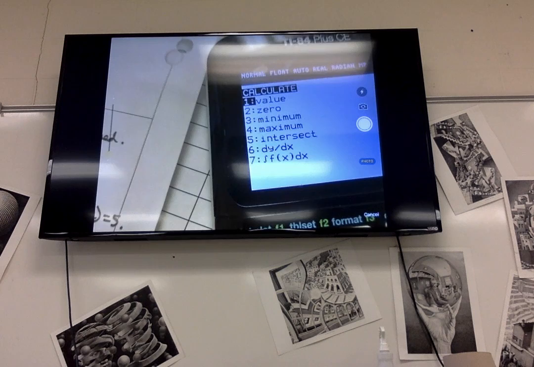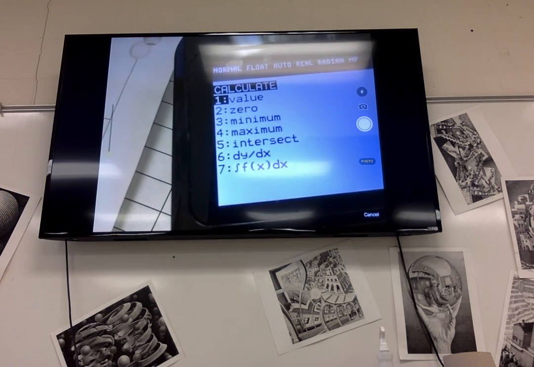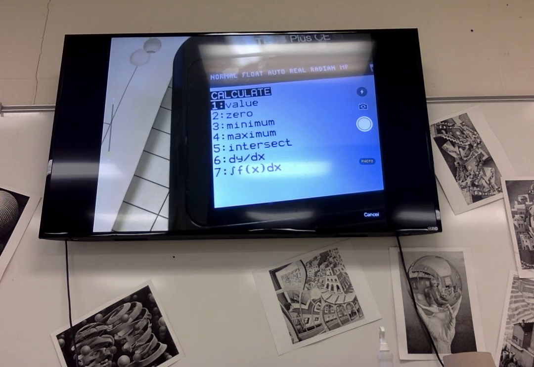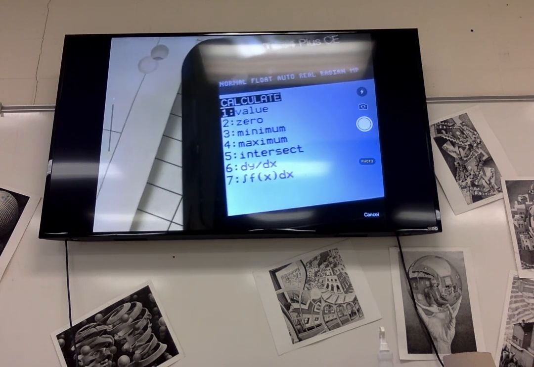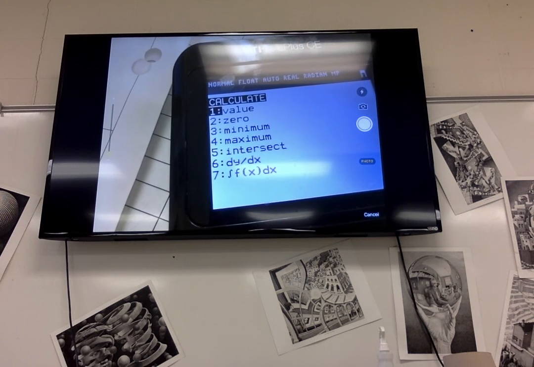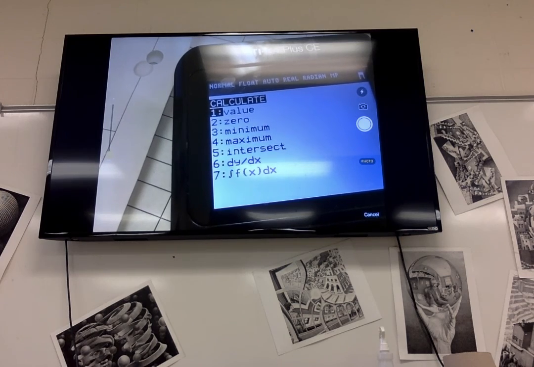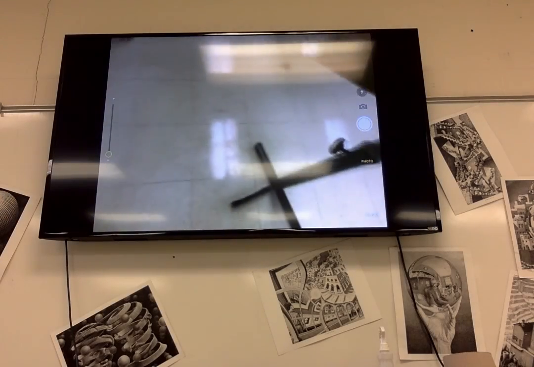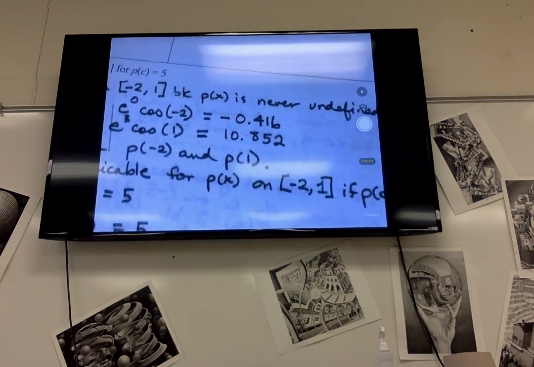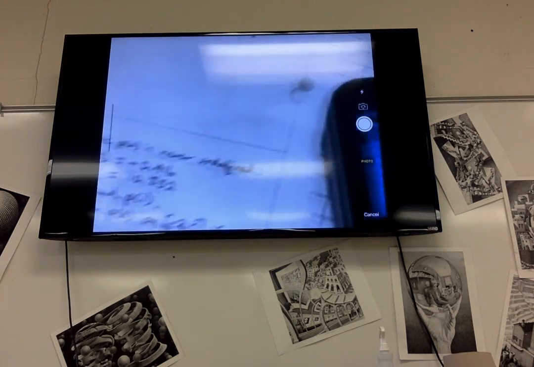Negative. And we're looking for, which one do you think? Which one? Value. No, I'm trying to figure out where these two do what? Cross, or which word up here would that be? Intersect. Yeah, how do we do that? Okay, so again, to get to the calculate screen, it's the second and then the trace button. Okay, and you get this.